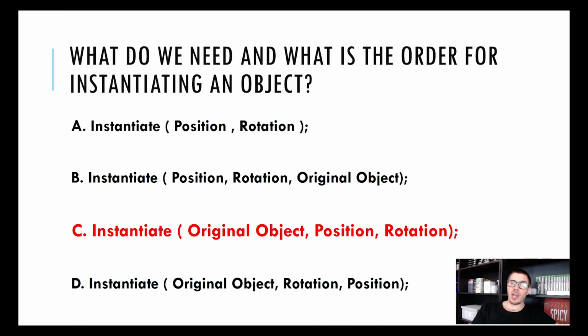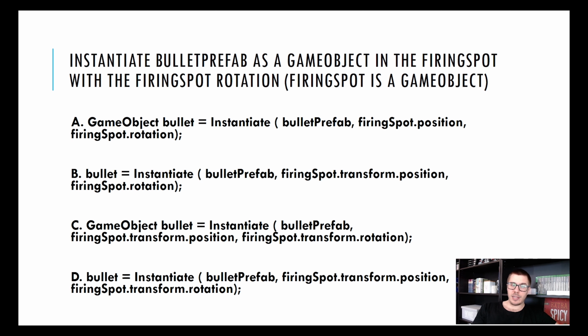So now that we have the order in check, let's go next and instantiate the bullet prefab as a game object in the firing spot with the firing spot rotation, firing spot being a game object. So check them all out and see where you can find the correct one. And if you have chosen C, that is correct.